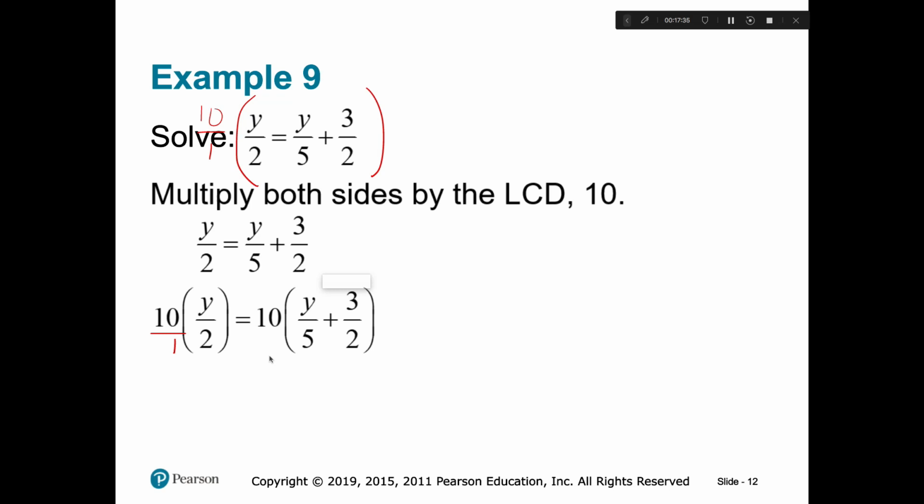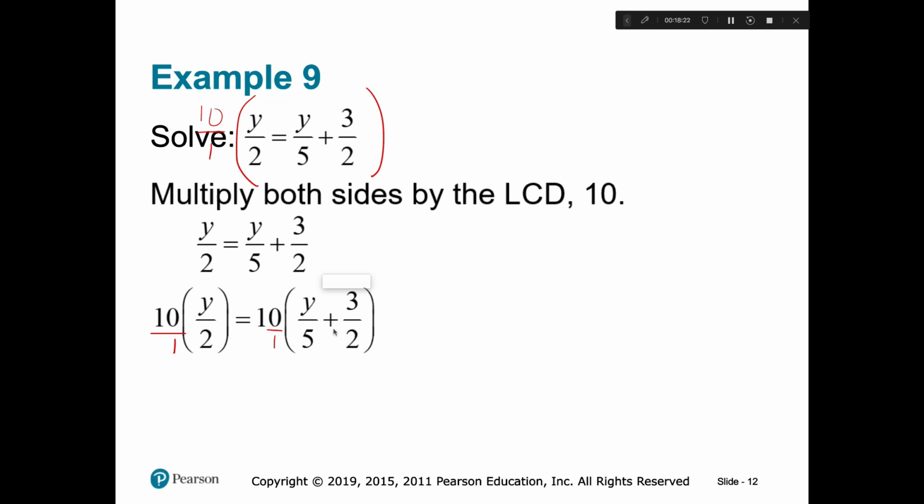When I cross cancel those, what do I end up with? 5. Then I have 10 over 1 times y over 5. So if I put a 1 underneath here and I multiply it times this first fraction, what do I end up with? Can I cross cancel here? Absolutely. That's going to give me what? 2. So that's going to give me a 2y.